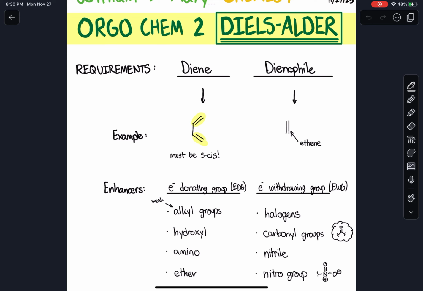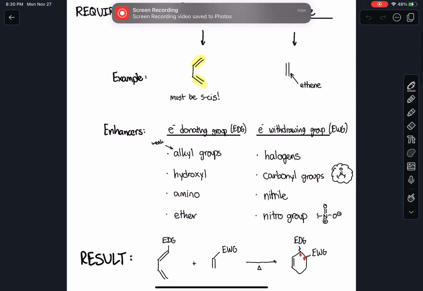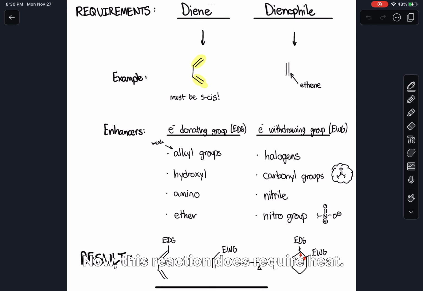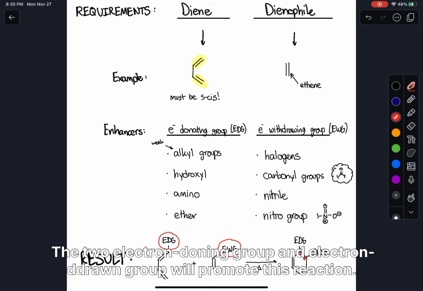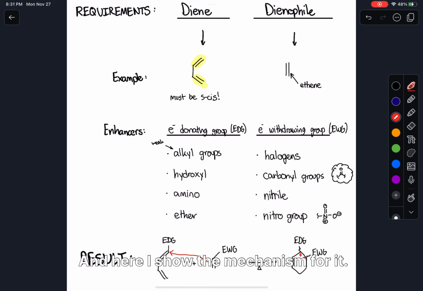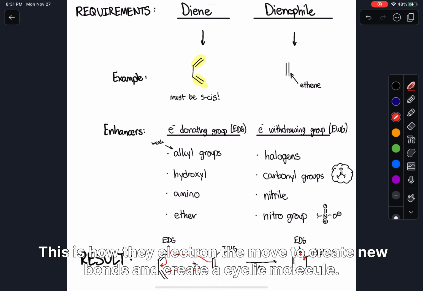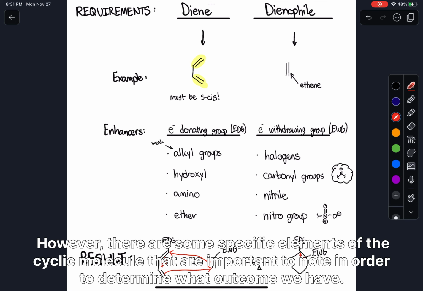And now that we have our reagents in order, we can go on and do the entire reaction. Now, this reaction does require heat. However, that's the only thing besides the reagents. The electron donating group and electron withdrawing group will promote this reaction. And here I show the mechanism for it. This is how the electrons move to create new bonds and create a cyclic molecule.